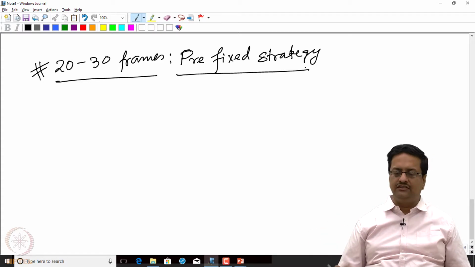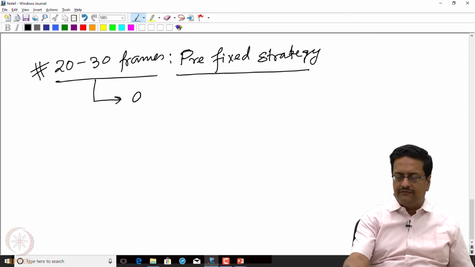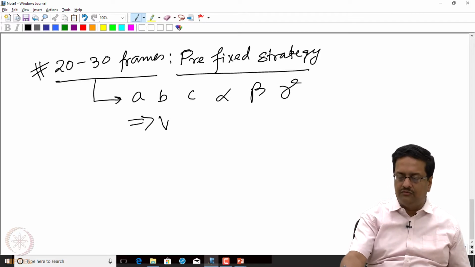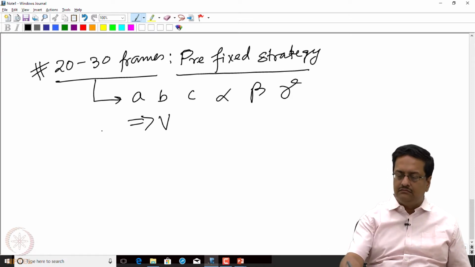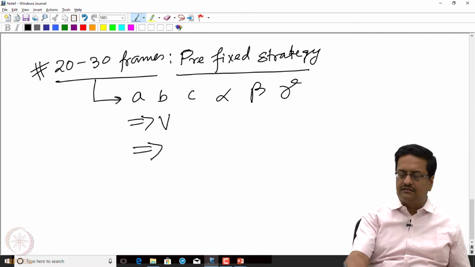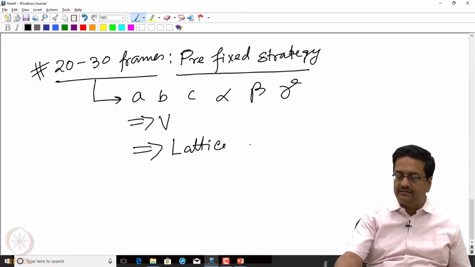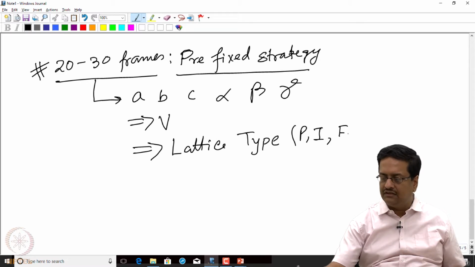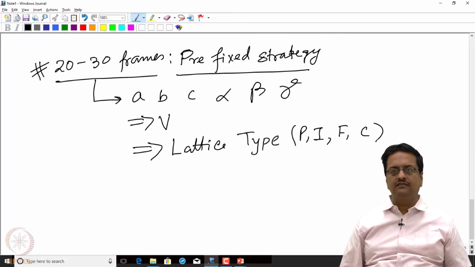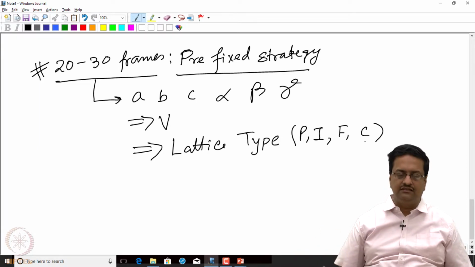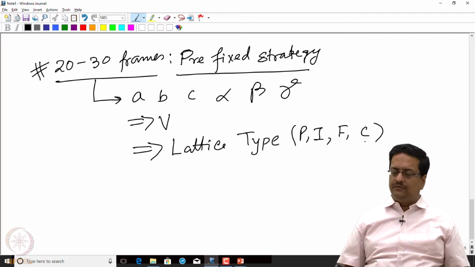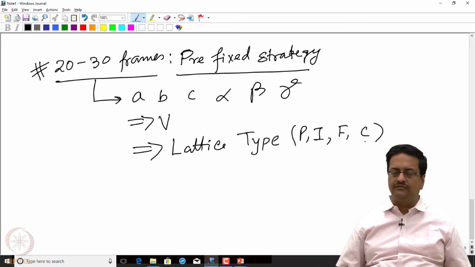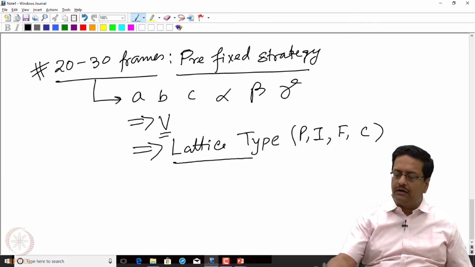So, with this prefixed strategy, what it gives are tentative values of A, B, C, alpha, beta, gamma, and from that one can calculate the volume. And in this process, it also indicates the lattice type. That means whether it is a primitive lattice or a body centered lattice or a face centered lattice or a C centered lattice. In case of monoclinic system, you can have C centered lattice as well. So, based on this information, a crystallographer like us would now try to find out whether the molecule that we have can be fitted in the given volume with the particular lattice type.